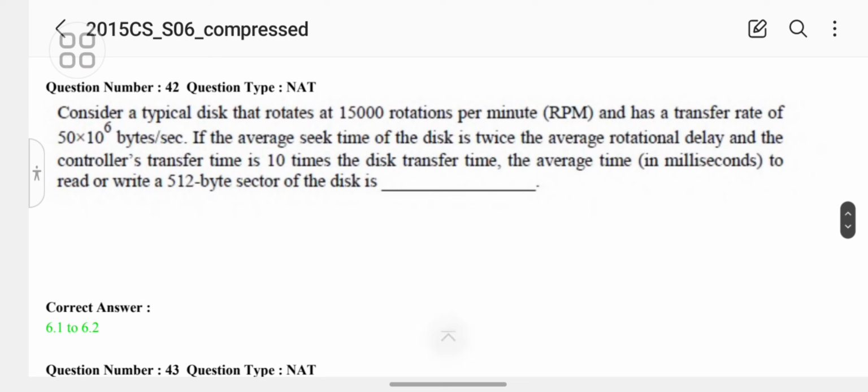Question 42: consider a typical disk that rotates at 105,000 rotations per minute (RPM) and has a transfer rate of 50 into 10 to the power 6 bytes per second. If the average seek time of the disk is twice the average rotational delay and the controller's transfer time is 10 times the disk transfer time, the average time in milliseconds to read or write a 512 byte sector of the disk is what? So for this the answer is 6.1 to 6.2.